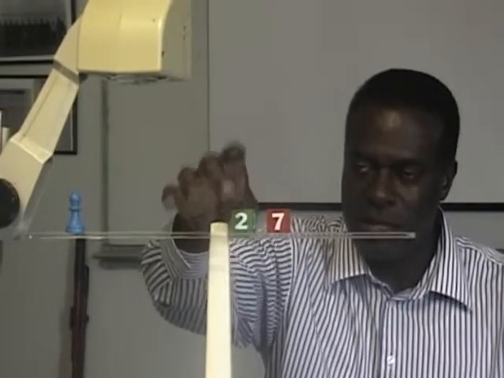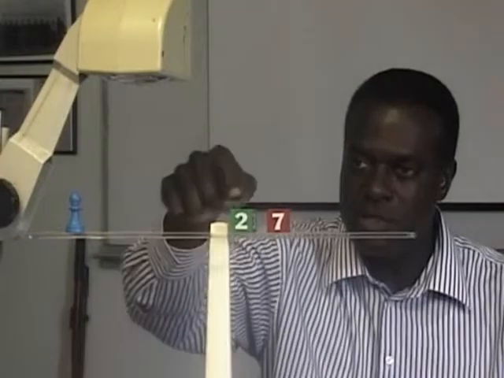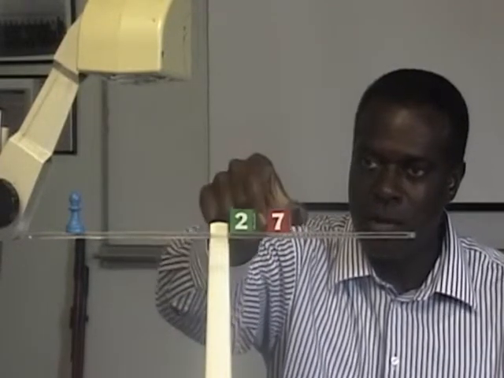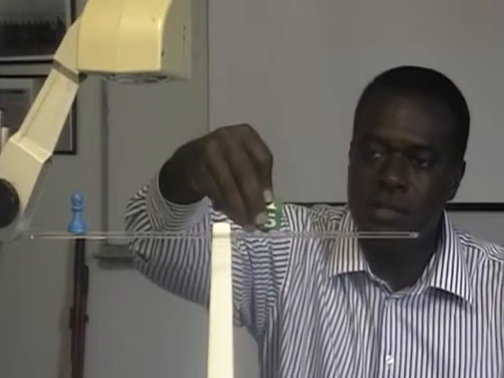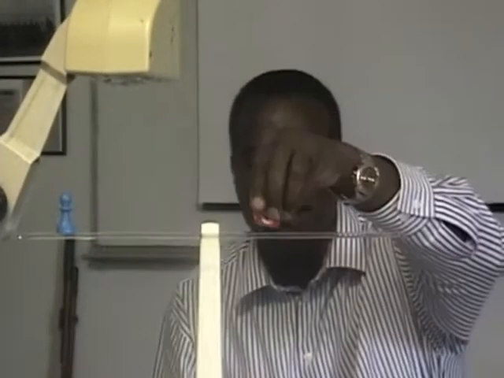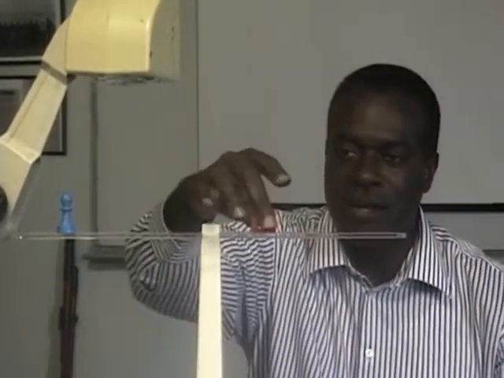How much is a positive 2 plus a negative 7? A positive 2 plus a negative 7 is a positive 5. No, it's a negative 5. Okay? So look what I've done. I have x equals negative 5. So the solution to this equation is x equals negative 5.